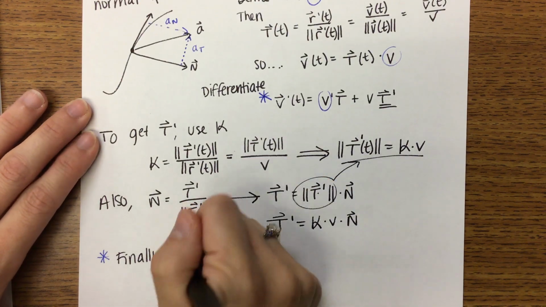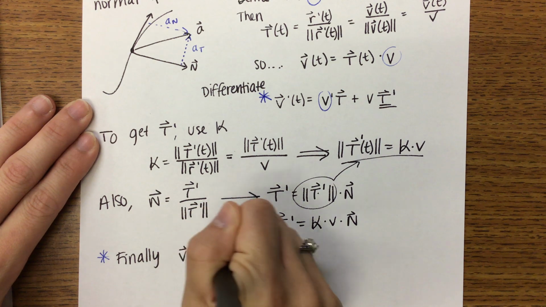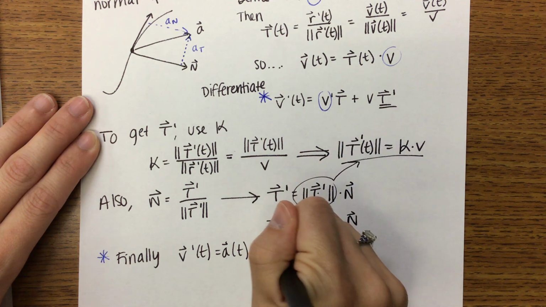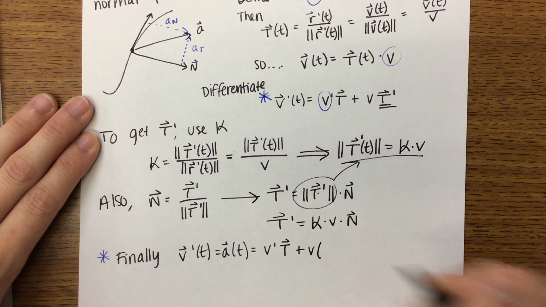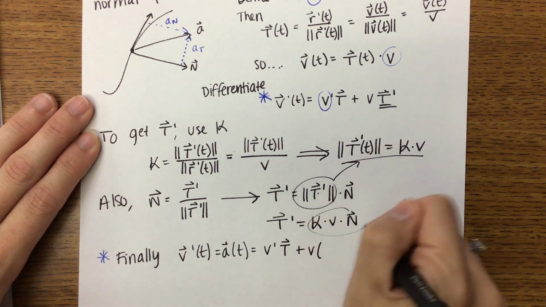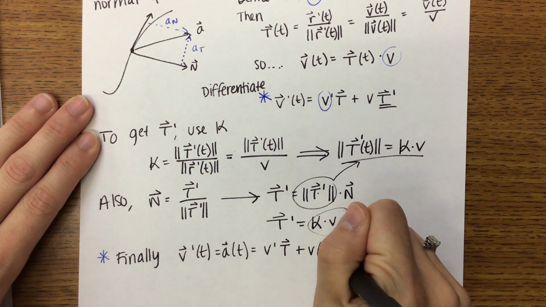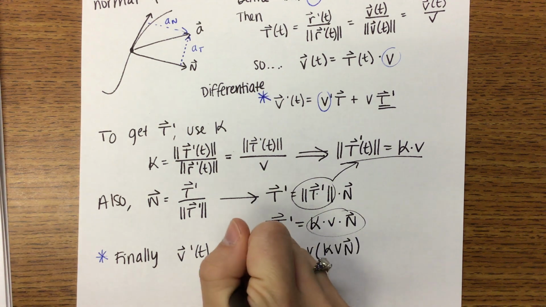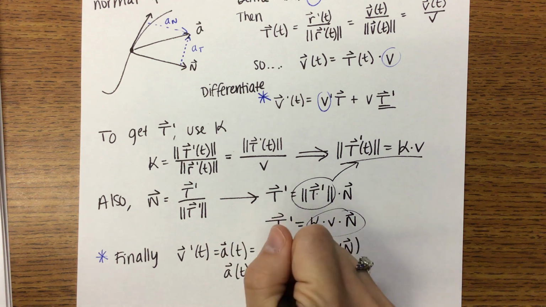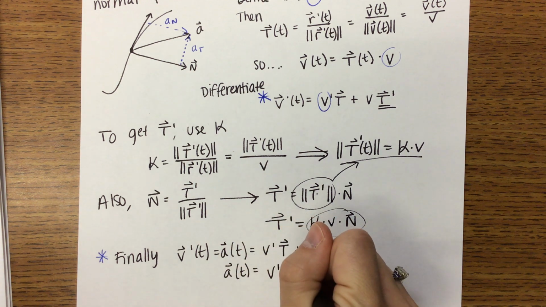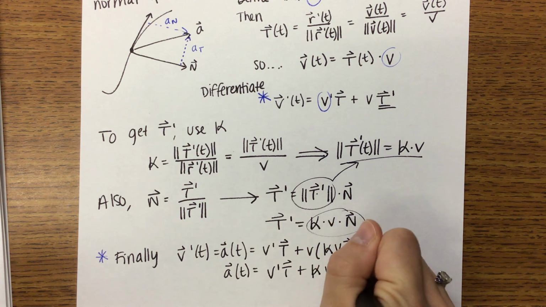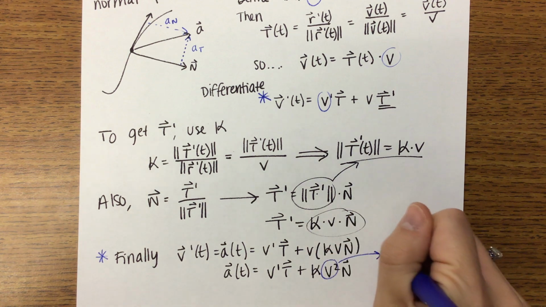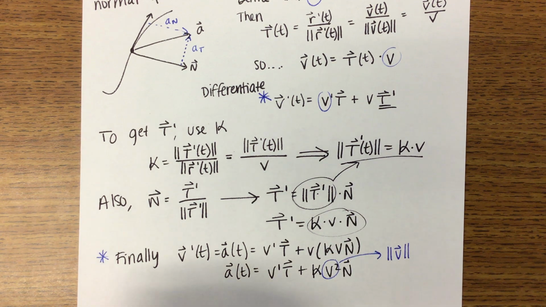Finally, going back here, we get v prime of t, which is the same as acceleration. We get that v prime of t plus v, instead of that t prime, we're going to use this, so times curvature, v, and then the unit normal vector. Simplifying a little bit, we get v prime times the unit tangent vector plus curvature times v squared times the unit normal vector. Now remember again that this v really represents the norm of the velocity vector.